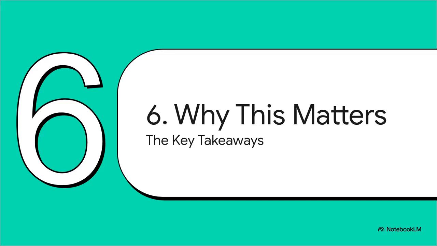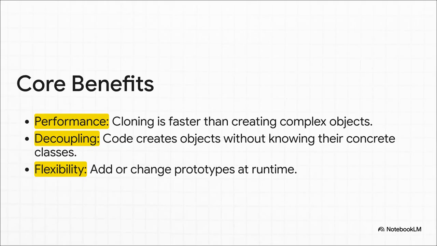So let's bring this all home. After going through all of that, why should you care? Why should you add this pattern to your mental toolbox? It really boils down to three huge benefits. Number one, performance. When setting up an object is slow, cloning an existing one is a massive speed boost. Number two, decoupling. Your code gets so much cleaner because it doesn't need to know the specific class names of the objects it's creating. And number three, flexibility. You can actually change how your app behaves on the fly just by adding new prototypes to the registry, often without even having to recompile anything.